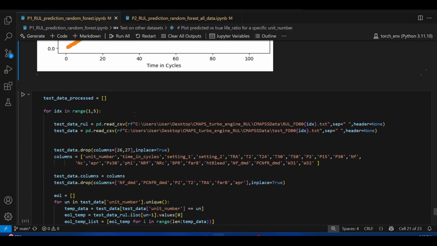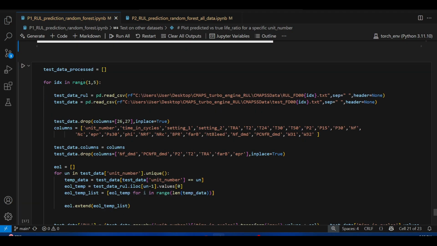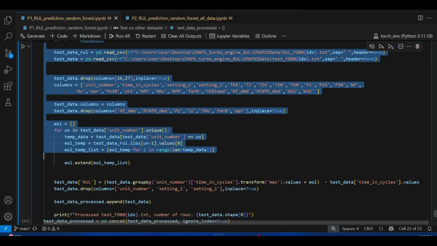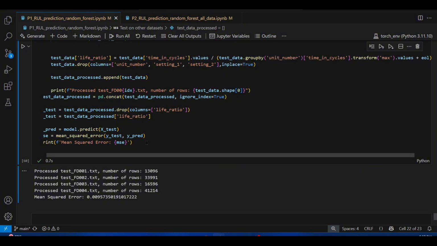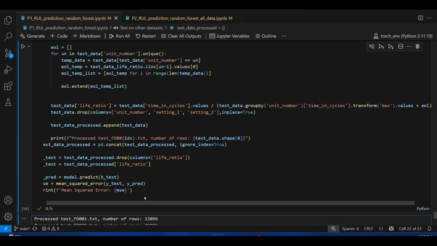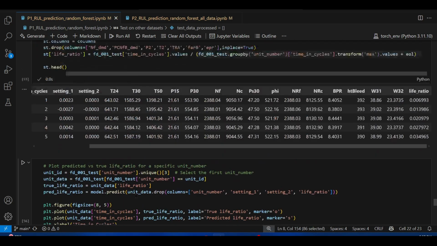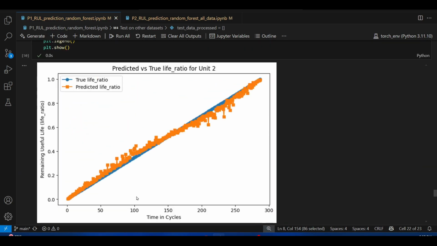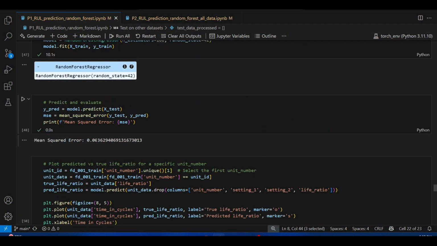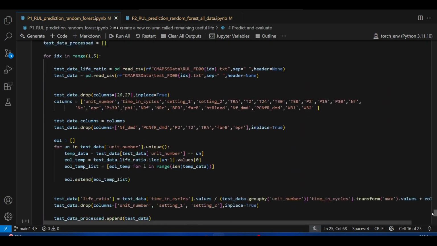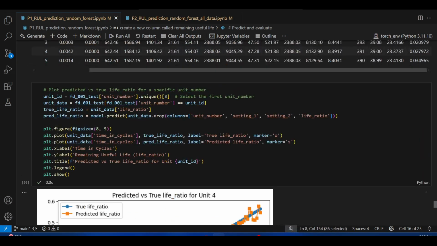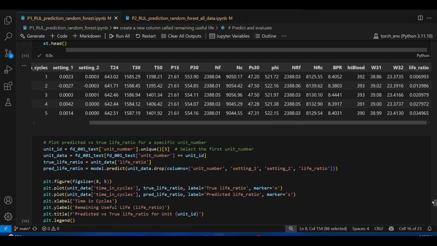So let's accumulate all the testing data we have. I just ran a for loop for all the testing data. So on the entire test data, the mean squared error is 0.0095, which is pretty high. On the training data it was 0.0036. Yeah, so it's a very clear case of overfitting. But what we did till now is we just trained on this one file.